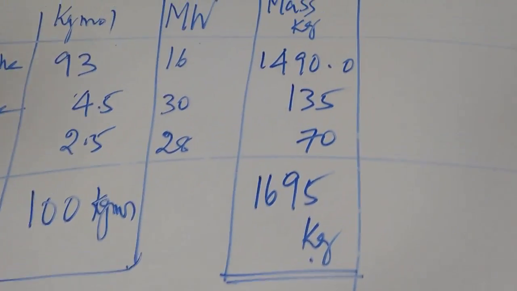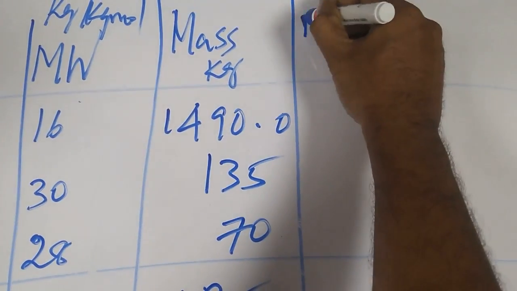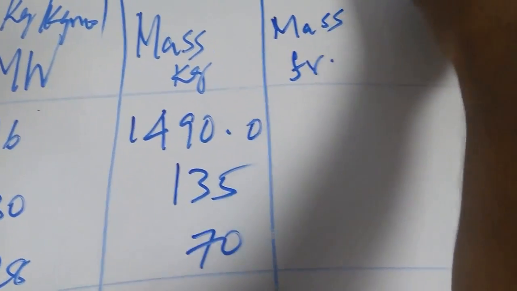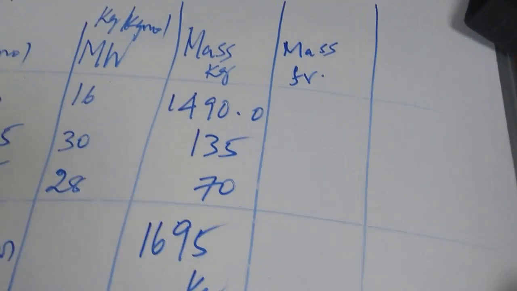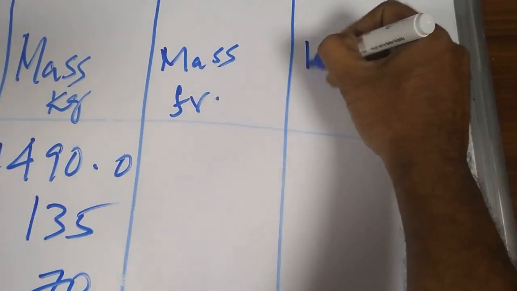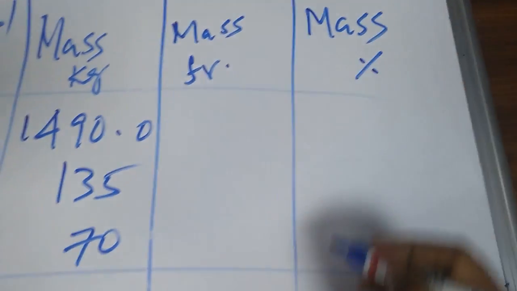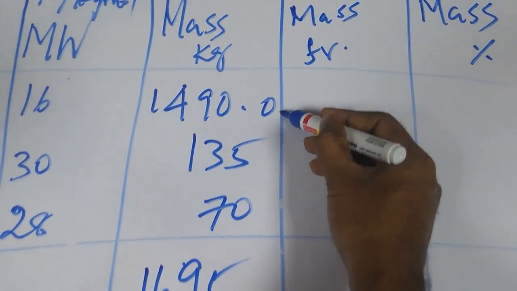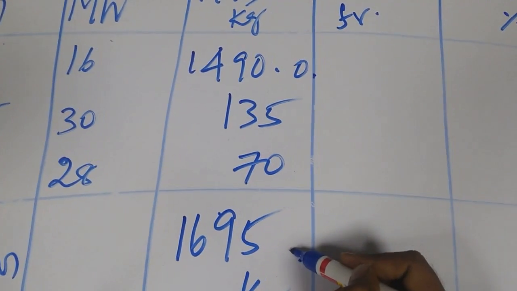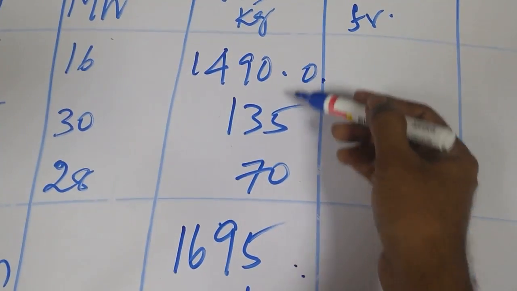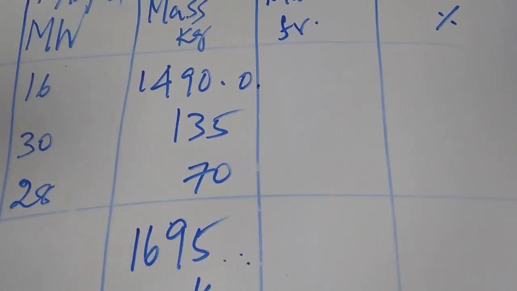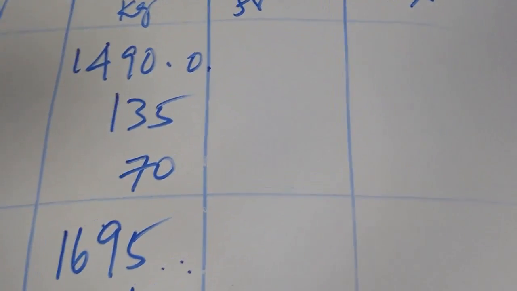We can express this mass in mass percentage also, mass fraction as well as mass percentage. What is mass fraction? Individual mass by total mass. 1490 divided by 1695 is the mass fraction. 1490 divided by 1695 into 100 is mass percentage. So we can write the values here.